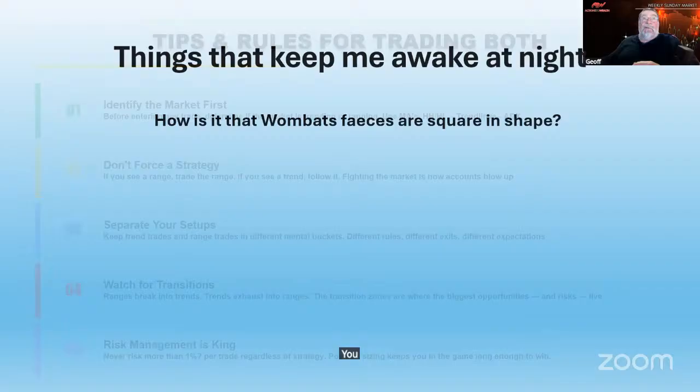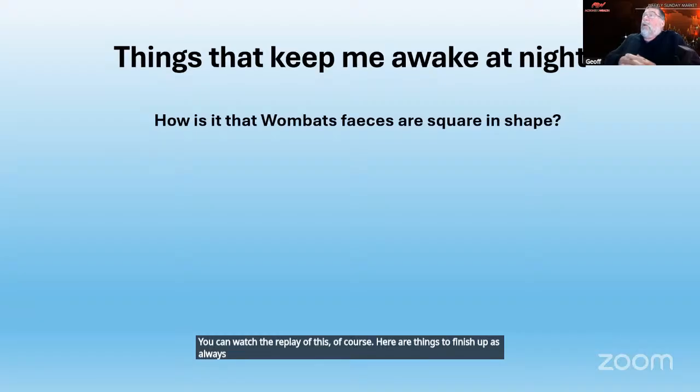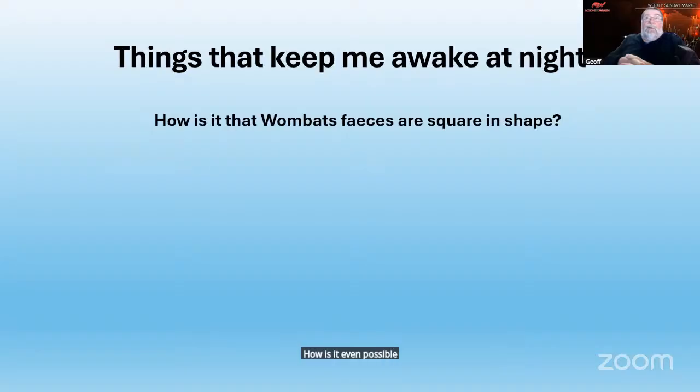You can watch the replay of this, of course. Here are things to finish up, as always, for me that keep me awake at night. How is it even possible that wombats' feces are square in shape? Now, a lot of you people won't know that, right? It's true. I've seen them because I live in Australia, and wombats are Australian endemic. So that is a fact. Wombats poo square.